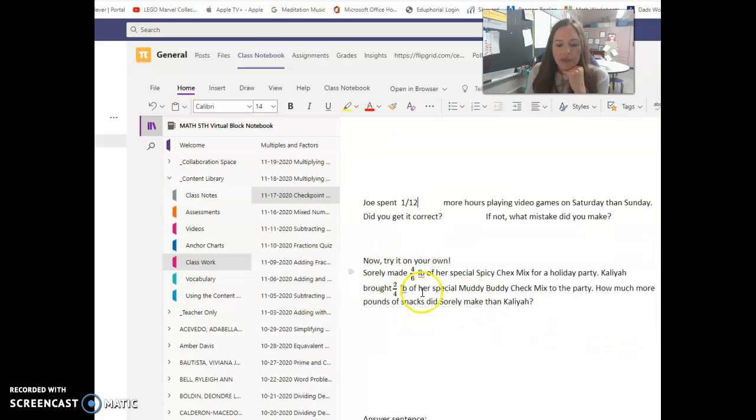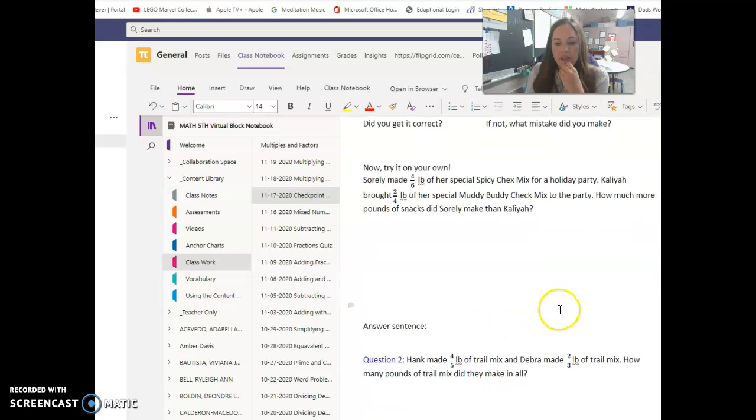Then right after that is another problem that is a lot like the problem above. Read the question, decide what to do. Are we going to add or subtract? Okay. And then you may have to simplify.